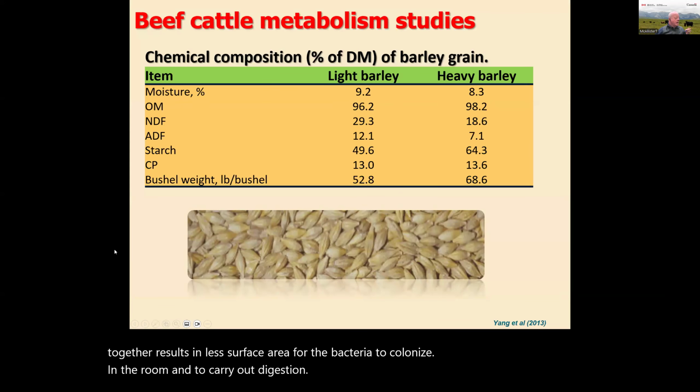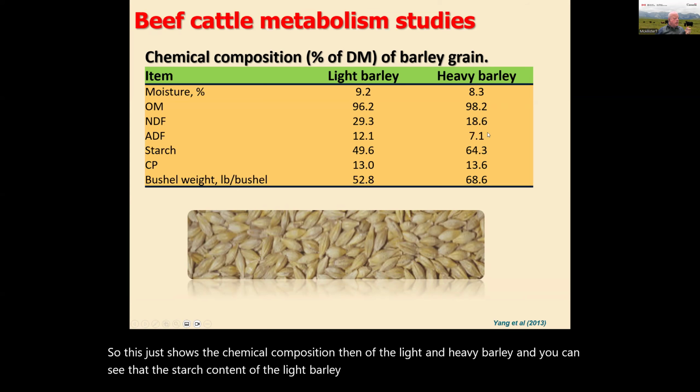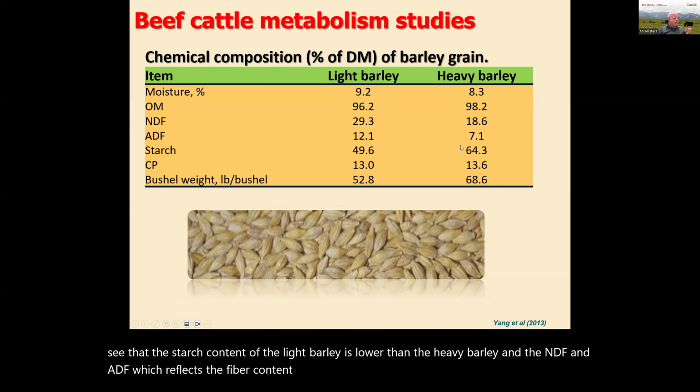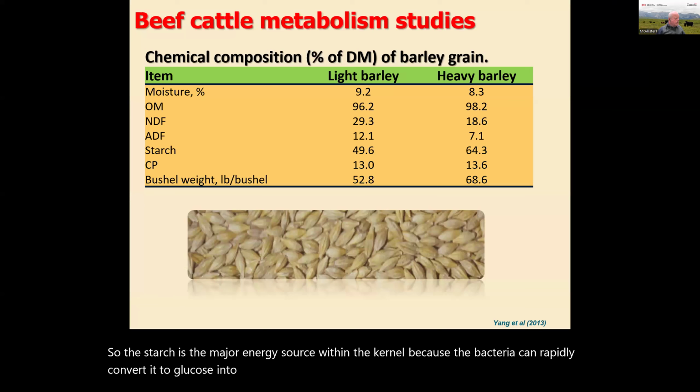So this just shows the chemical composition then of the light and heavy barley. You can see that the starch content of the light barley is lower than the heavy barley, and the NDF and ADF, which reflects the fiber content, is higher in the light barley than it is in the heavy barley. So the starch is the major energy source within the kernel because the bacteria can rapidly convert it to glucose into volatile fatty acids. So if we have less starch present in the kernels, we're going to have a lower energy content.